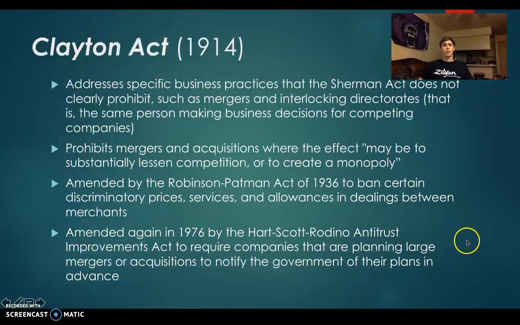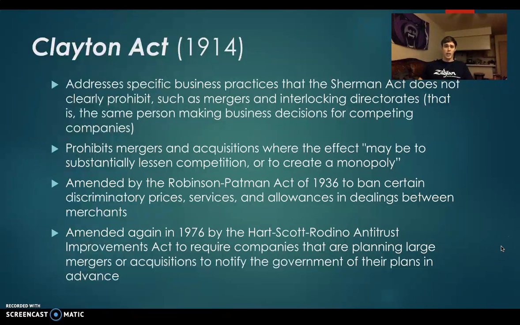So the Clayton Act. This one was also established in 1914. This act addresses specific business practices that the Sherman Act does not clearly prohibit, such as mergers and interlocking directorates. If one person served on the board for two companies that competed with each other, this would be in violation of the Clayton Act. It prohibits mergers and acquisitions where the effect may be to substantially lessen competition or to create a monopoly.